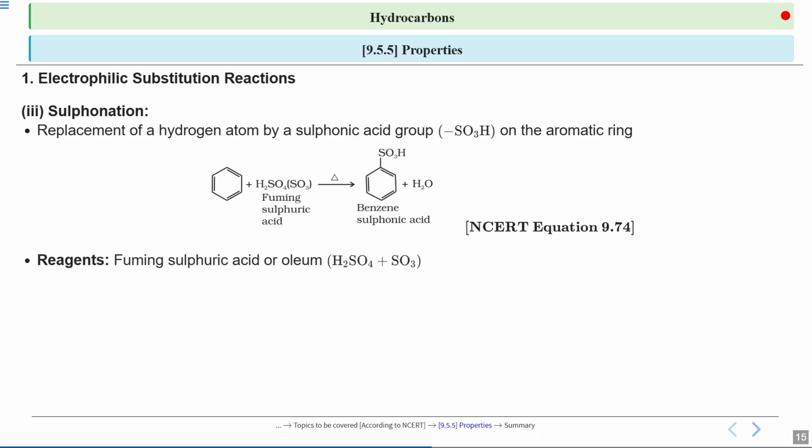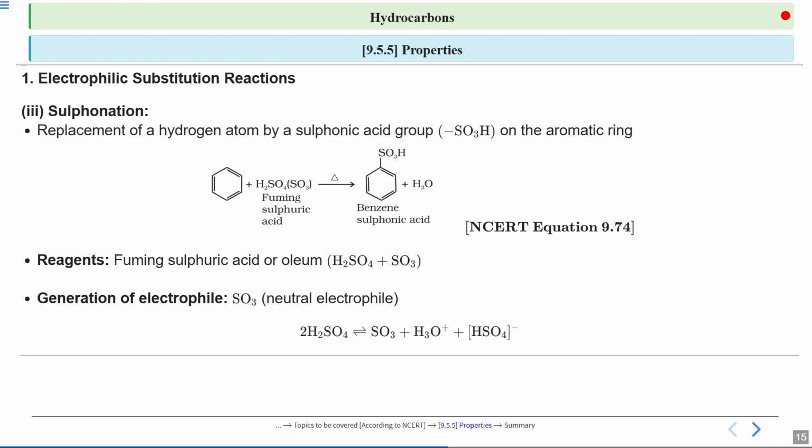To carry out sulfonation, we use reagents like fuming sulfuric acid or oleum. Fuming sulfuric acid is basically concentrated sulfuric acid with extra sulfur trioxide, SO3, dissolved in it. This reagent provides the necessary conditions for the reaction to take place efficiently. The key to this reaction is generating the electrophile, which in this case is SO3. An electrophile is a species that seeks out electrons, and SO3 acts as a neutral electrophile. This is the only neutral electrophile that you will encounter in your class 12th standard, and it is this SO3 molecule that actually attacks the aromatic ring and replaces the hydrogen atom.